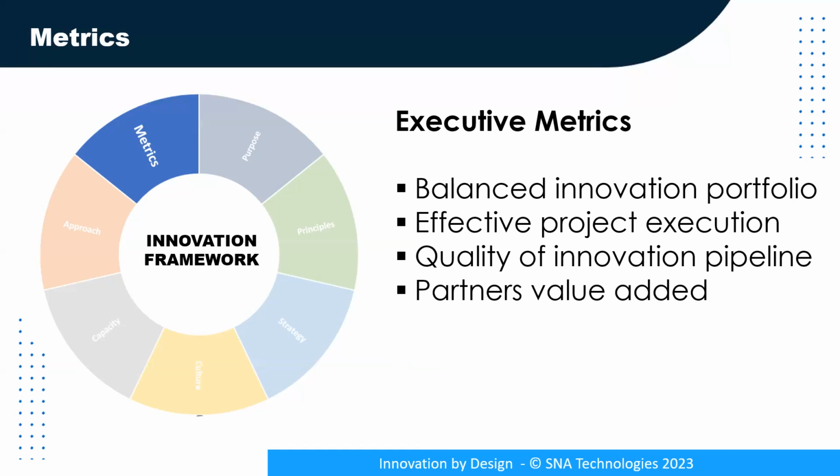Then executive metrics, right? So did we have a balanced innovation product portfolio, right? So as I said, did we have radical, semi-radical, moderate, or incremental, all these. So do we have the right proportion of these innovations, right? And the effective project execution. So how you are executing your projects, the innovation projects, and the quality of the innovation pipeline, right? So how well you are executing, and how well we are developing the products or services, and what is the value added by your partners.